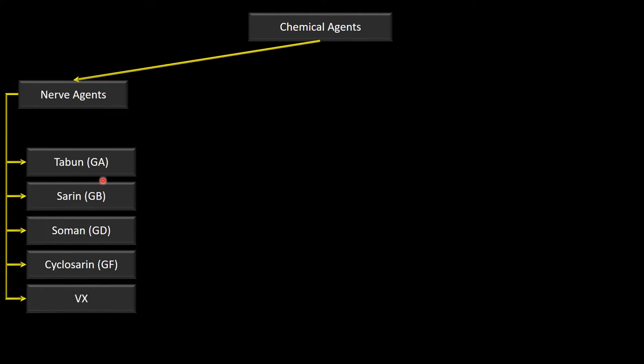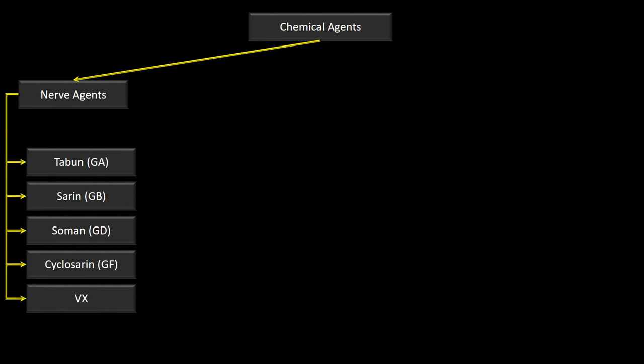And the GA actually comes from German agent. These are German agents. So the very first one created, Tabun, GA stood for German agent. Then we went into GB, GD, and GF for all the nerve agents. And then VX isn't really considered a German agent. I'm not sure who created VX.